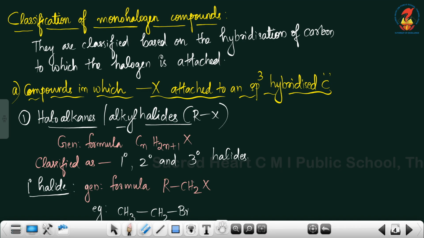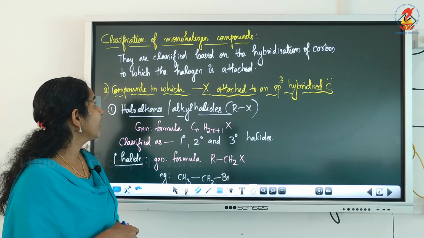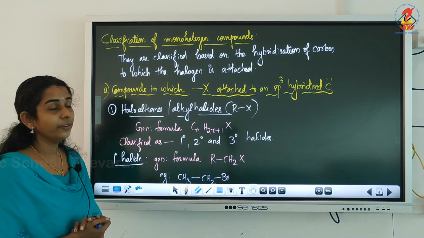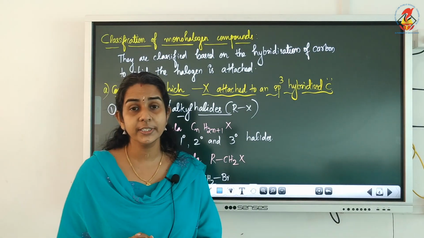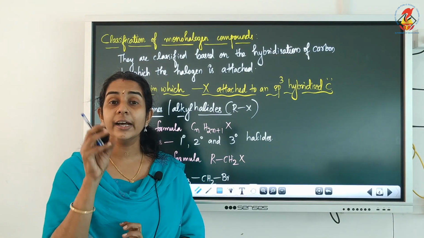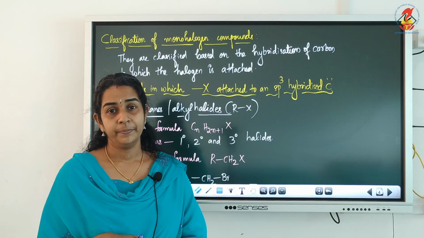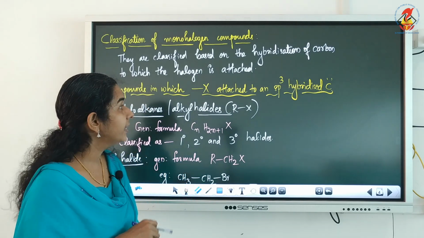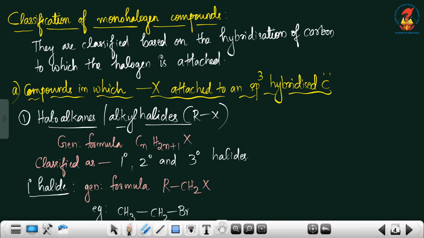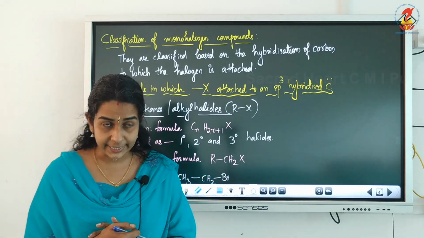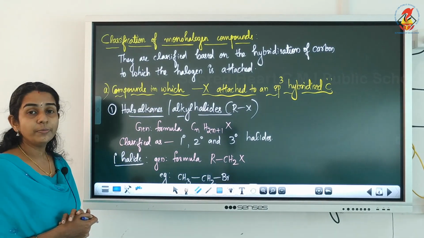Now, the classification of monohalogen compounds only. Monohalogen compounds means containing only one halogen atom. That is the next thing we are going to learn. The monohalogen compounds are classified based on the hybridization of carbon. The hybridization of which carbon? The carbon to which the halogen atom is attached. So, based on the hybridization of the carbon to which this halogen atom is attached, the monohalogen compounds are classified.